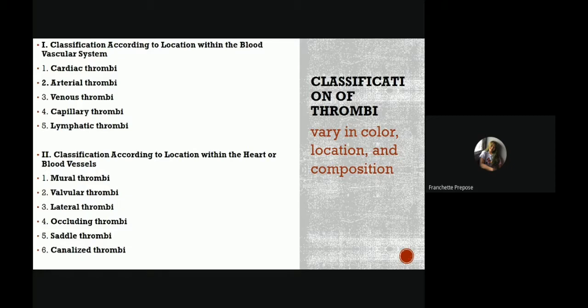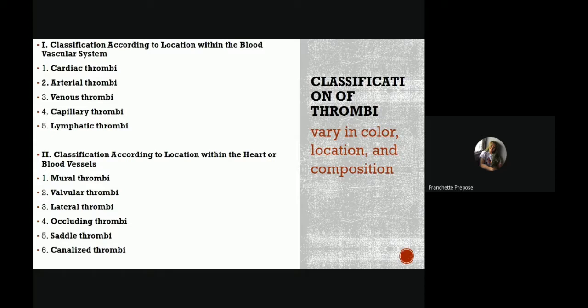Next is the capillary thrombi. These are located within the capillaries. They are mostly associated with inflammation because the etiological agents easily injure the vascular endothelium. Next is the lymphatic thrombi. These are found in blood vessels and sinuses of lymph nodes and are composed of fibrin.